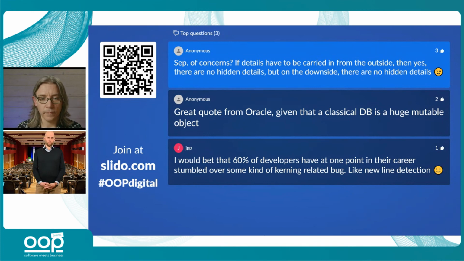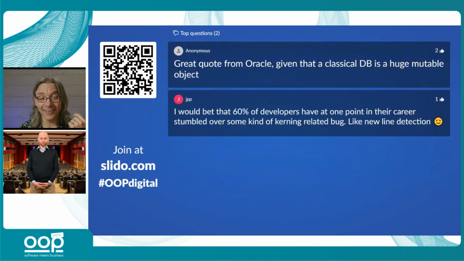Okay, next comment. Great quote from Oracle. Given that a classical database is a huge mutable object. Yeah, yes.